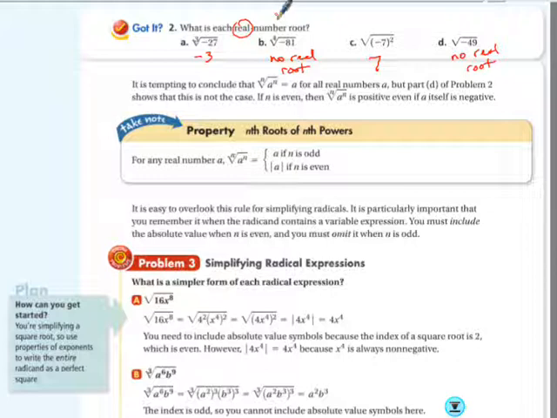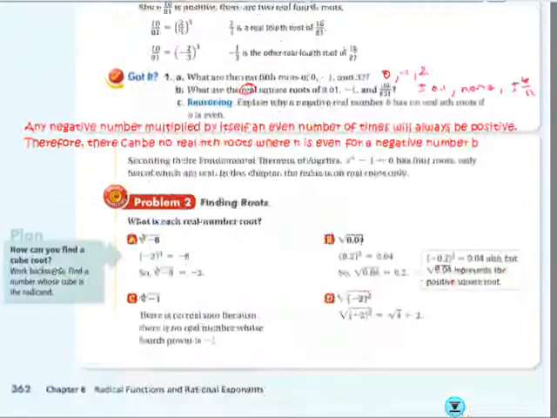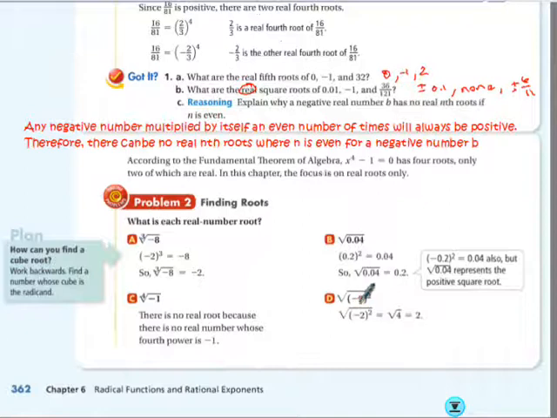It says right here, it is tempting to conclude that the nth root of a to the n equals a for all real numbers a, but part D of problem 2 shows that that's not the case, and that's just right here. So part D of problem 2 is showing you that, sorry, hold on, that's this one, part C there. If we look back at this page before, because we square this negative number, that's not always true.